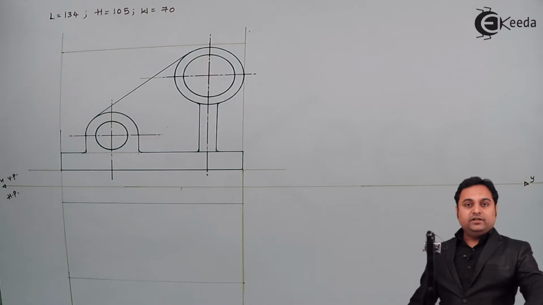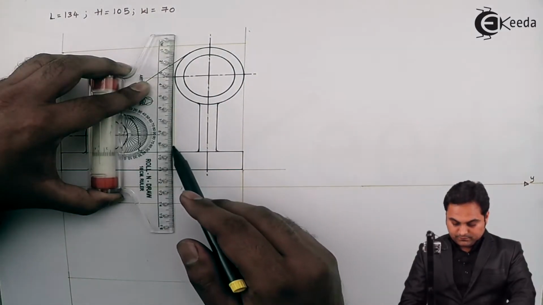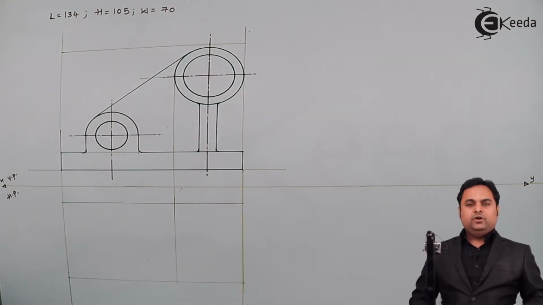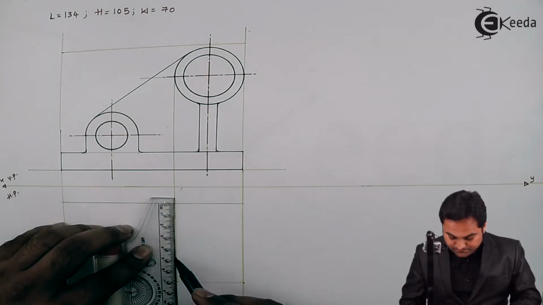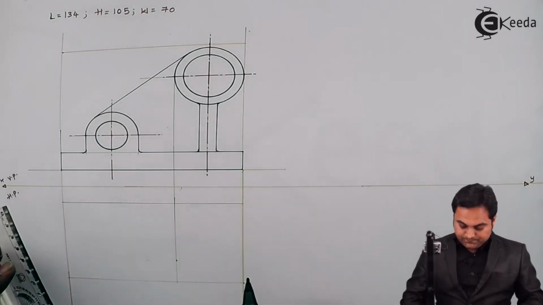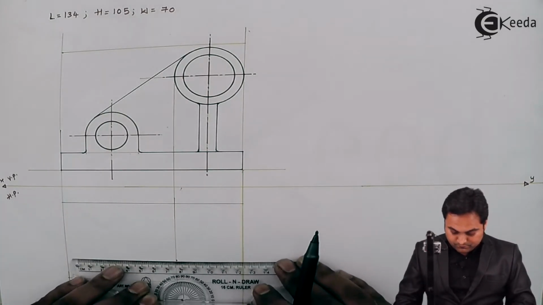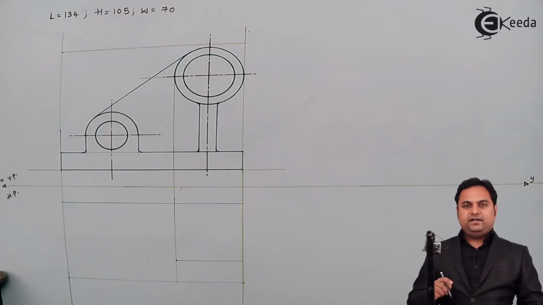So I'm projecting the length of this cylinder, projecting it light, and the cylinder width is 50 mm. So I'll be marking 50 mm over it. So this cylinder is visible as a rectangle from the top.